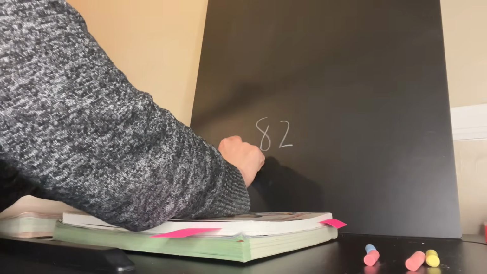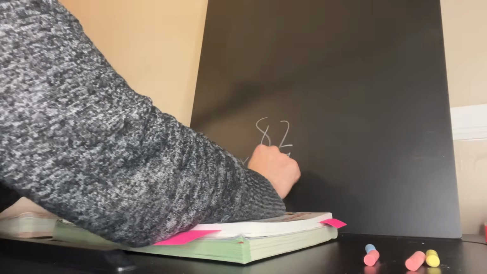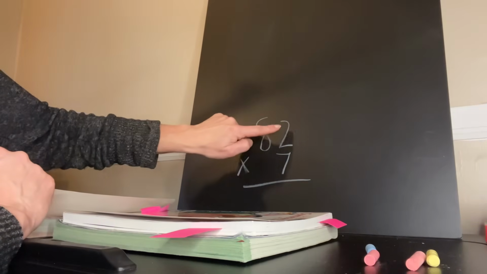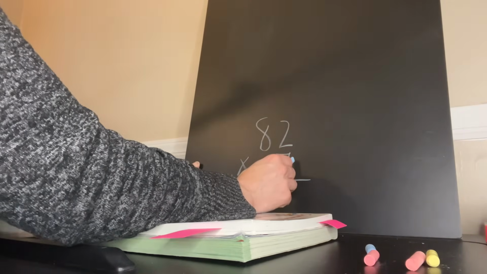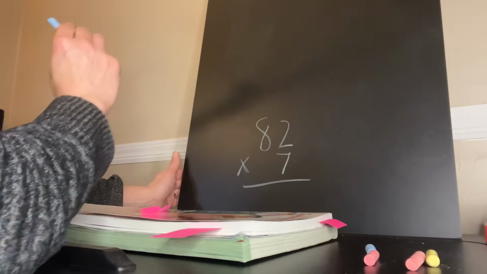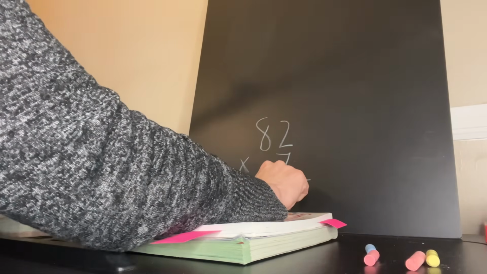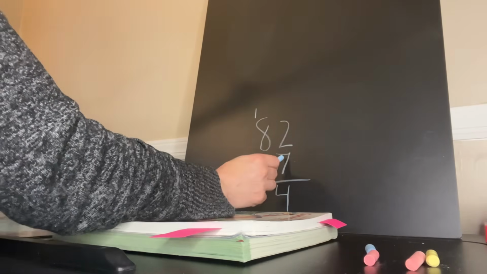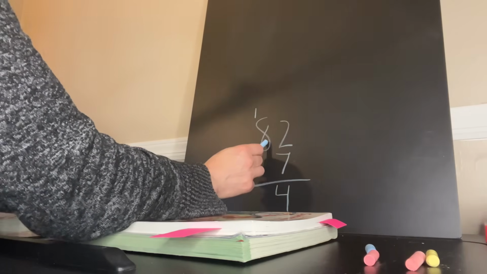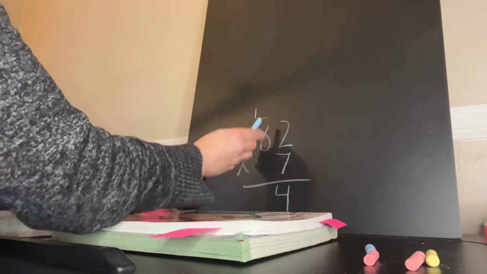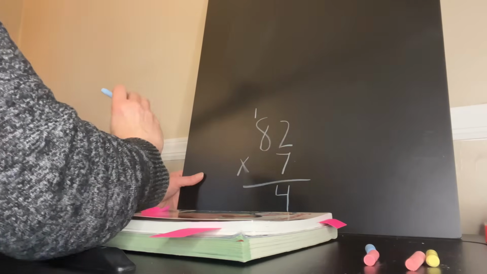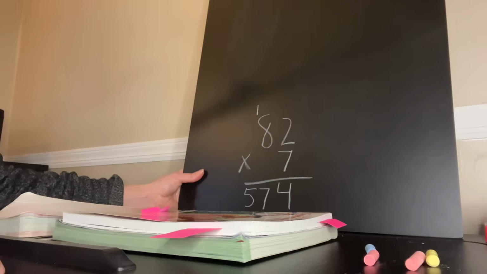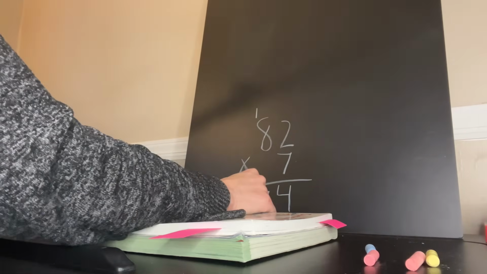82 times 7. Okay. So we start with 2 times 7 is 14. So we write the 4 and we bring the 1 up above the 8. Now we multiply. 7 times 8 is 56 plus 1 is, good, 57. So our answer is 574.